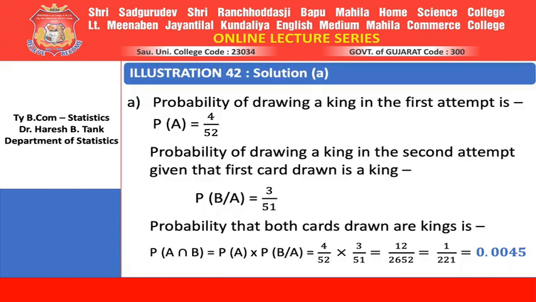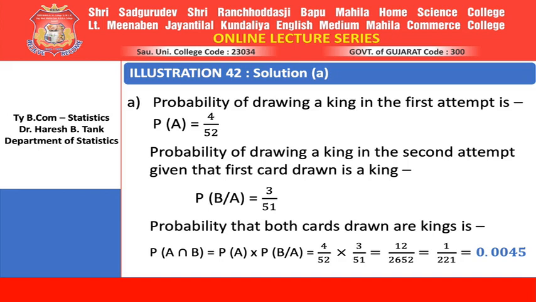First thing is two kings. Probability of drawing a king in the first attempt. How many kings are there? 4. So probability of A becomes 4 by 52. Now one king is already selected, so total number of cards left are 51. Kings left are 3. So while taking a second attempt, it comes to 3 upon 51. So that is nothing but probability of selecting second king where first king is already selected becomes 3 upon 51.